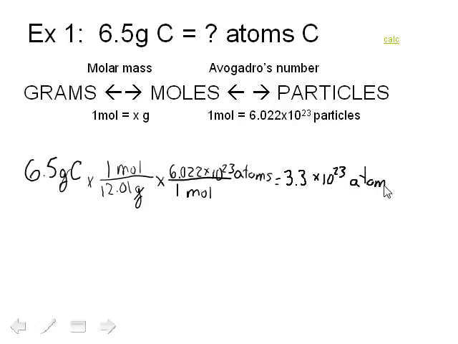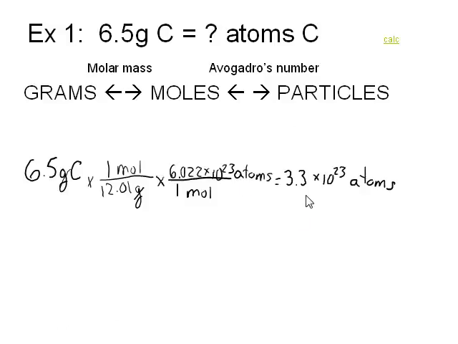Reality check, is this reasonable? Well, 1 mole of carbon is 12 grams. We're starting with less than 12 grams. So if 1 mole is 6.022 times 10 to the 23rd atoms, we should end up with less than that number of atoms. And indeed, we do. So we're good. Let's go on to another example.